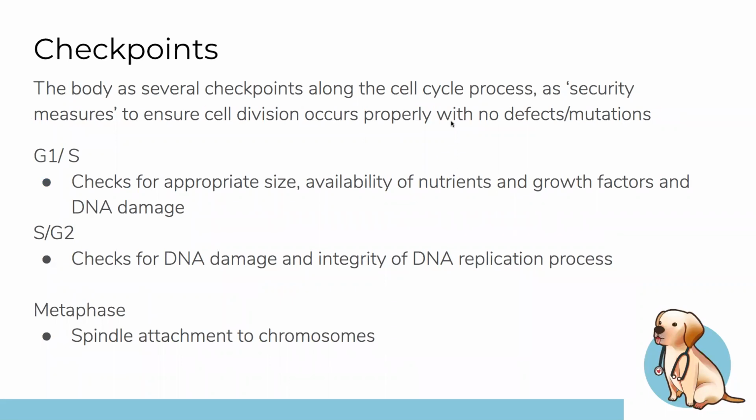Checkpoints. This is important. I also made a slight mistake on the slides earlier because of some conflicting information, but it is fixed now. So there are three main checkpoints. One is at the G1 to S point, the crossover from G1 to S. That checks to make sure that the cell is big enough to divide, and there are enough nutrients to sustain duplicating and growing bigger.